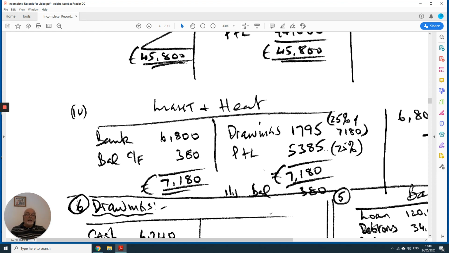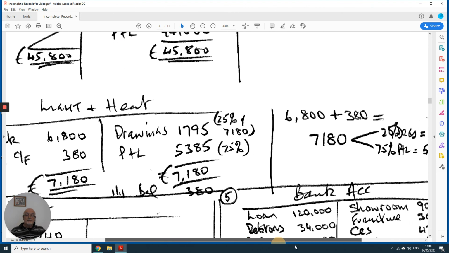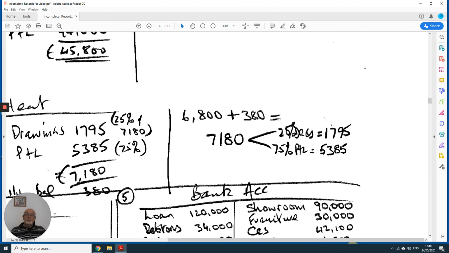Or if you prefer plus and minus rather than using the T account, you can say that during the year we spent 6,800 on light and heat, and at the end of the year we still owe 380 euro. Therefore we must have used 7,180 euro of light and heat during the year, 25% of which is going to be charged to the owner's drawings, 1,795, and the remaining 75% being charged to the business in the profit and loss account, 5,385. And that ends our step 4 of control account methods for incomplete records.